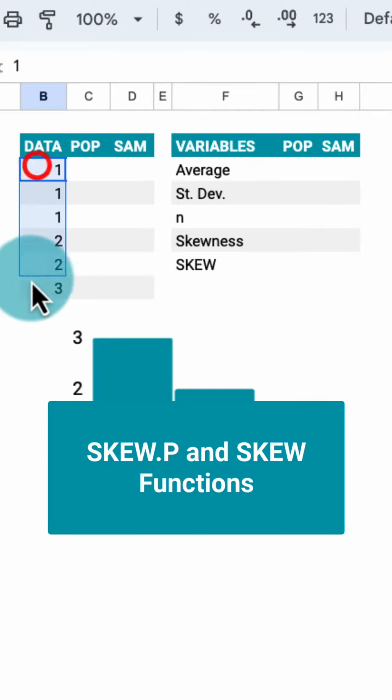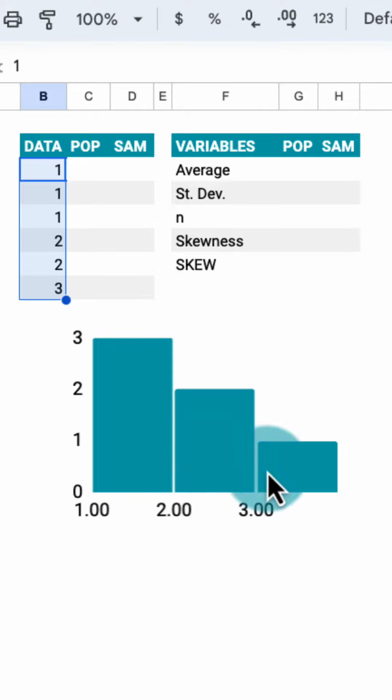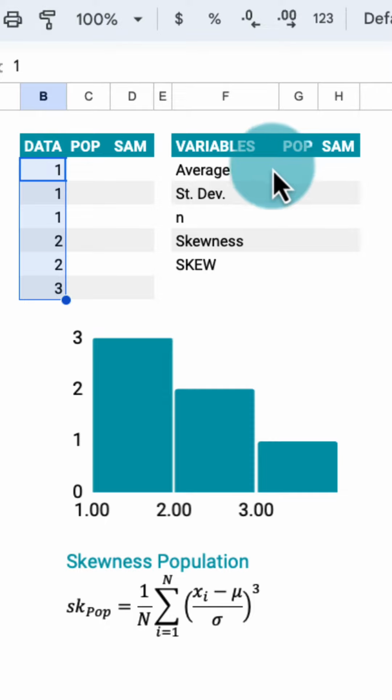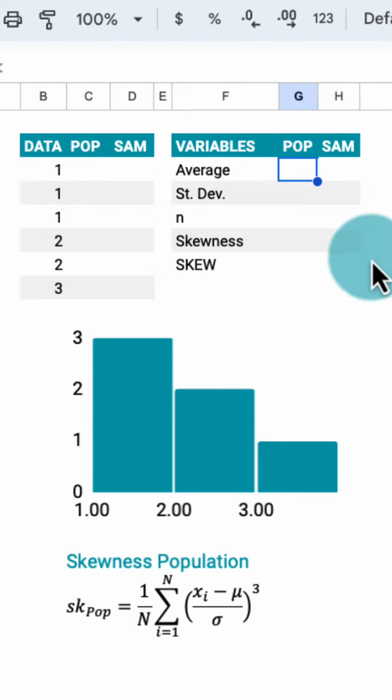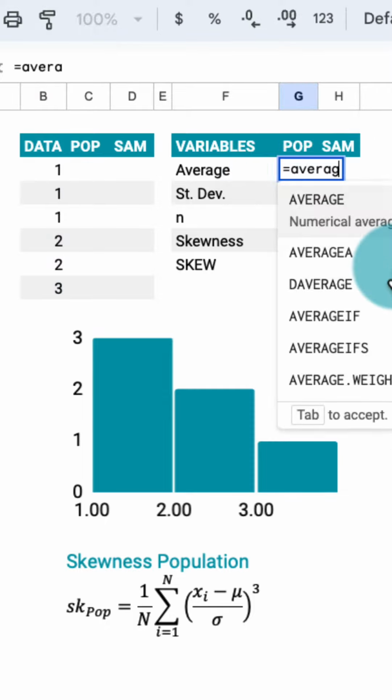We have the following data set with 3 1s, 2 2s, and 1 3, and we want to calculate the skewness. To do this, we're going to use the following information. Let's first assume that this is the whole population.